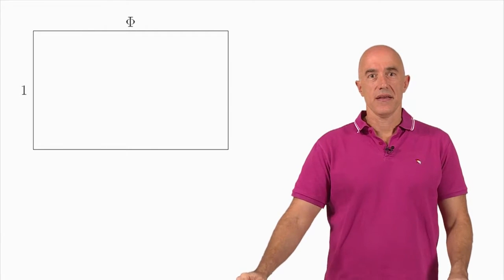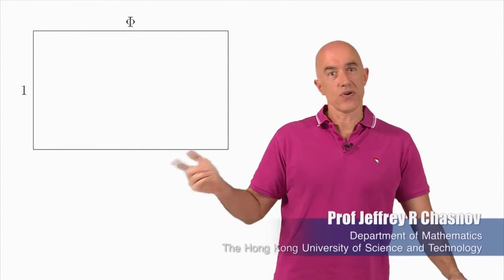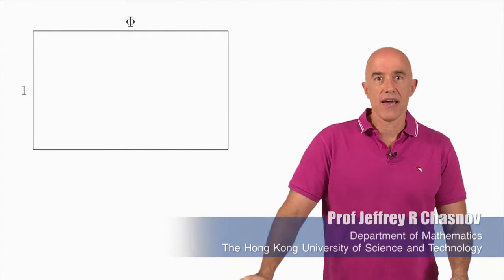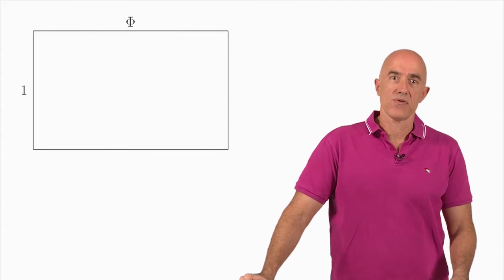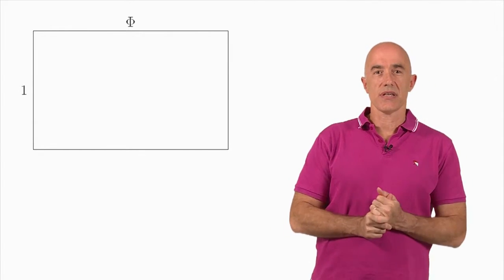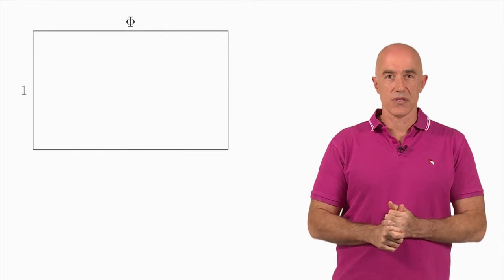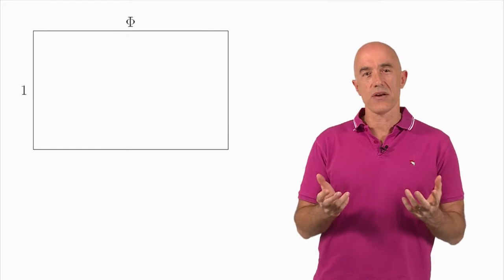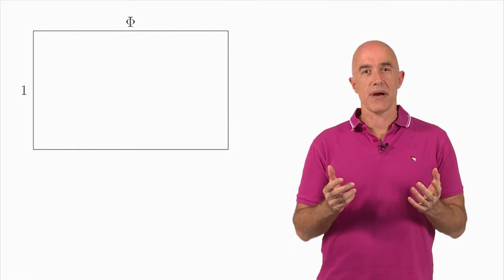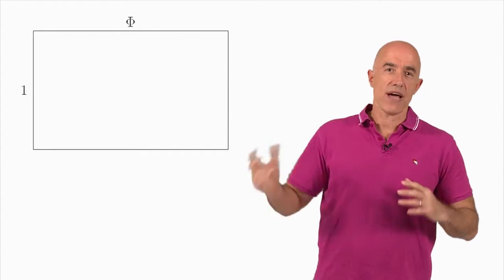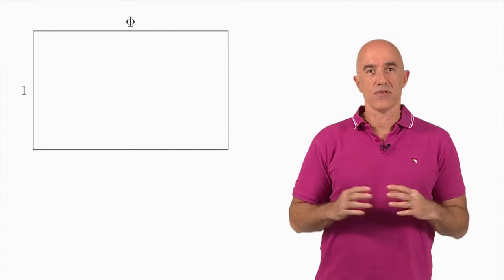Welcome back. Next to me is a golden rectangle with length capital Phi, 1 plus square root of 5 over 2, and width 1. I want to show you in this lecture an interesting thing we can do with the golden rectangle. Remember that the golden rectangle was constructed by starting with a square and adding a rectangle to the side of the square.